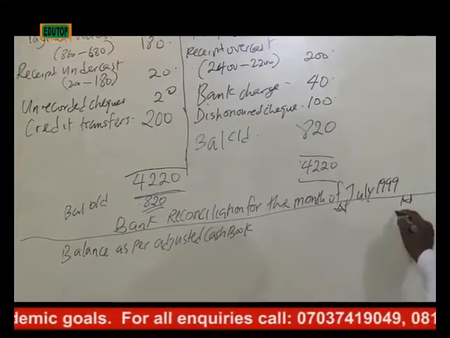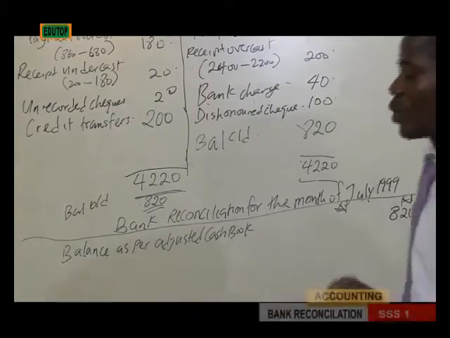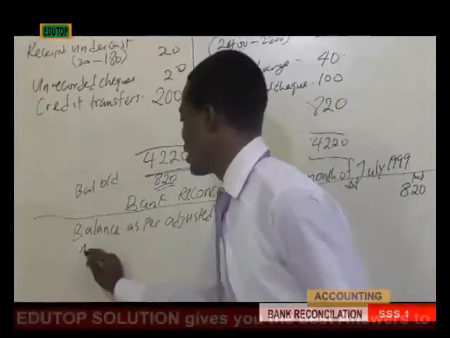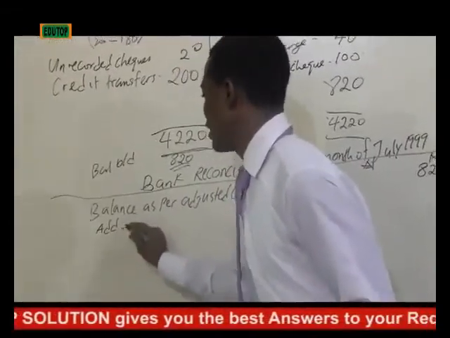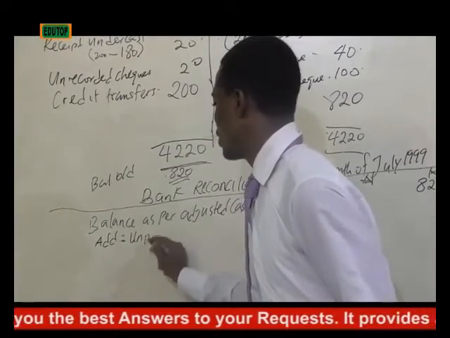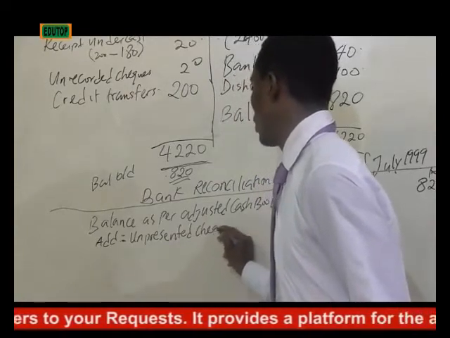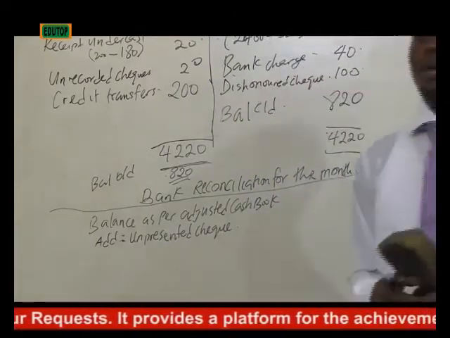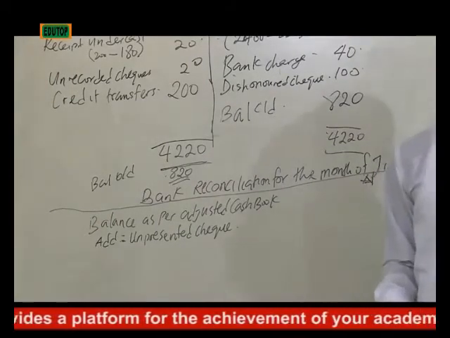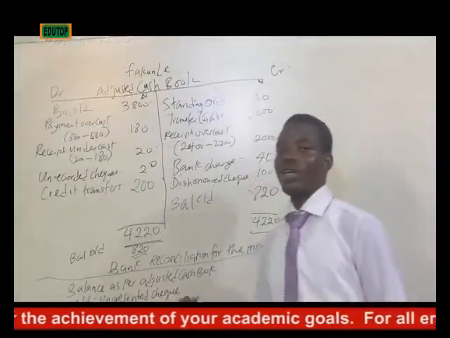And that is 820. Remember, and you add unpresented check. Now, remember the other time that we have something like an information on unpresented check.